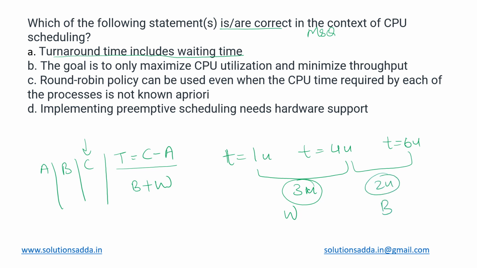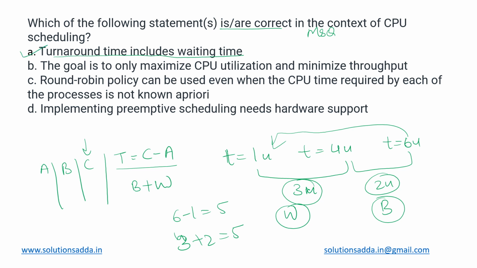So this turnaround time will be the sum of both waiting time as well as burst time, because we will be calculating it as 6 minus 1, which means it's completion time minus arrival time. So 6 minus 1 is 5, and as you can see, waiting time plus burst time, 3 plus 2, is also equal to 5. So this turnaround time includes waiting time as well. So the statement is correct.